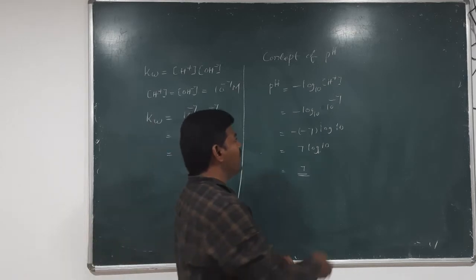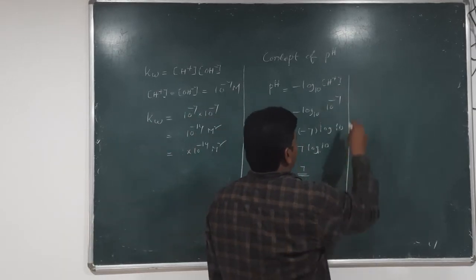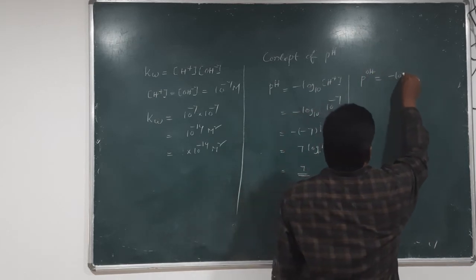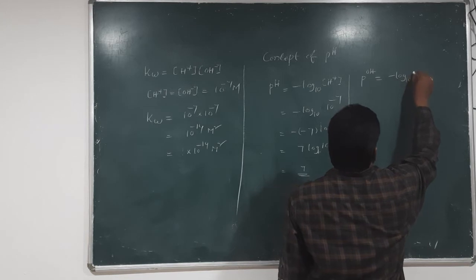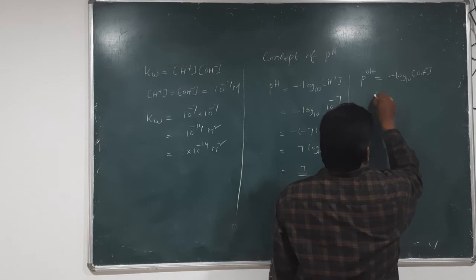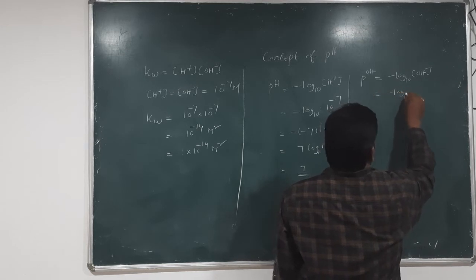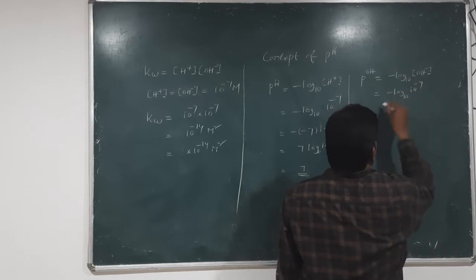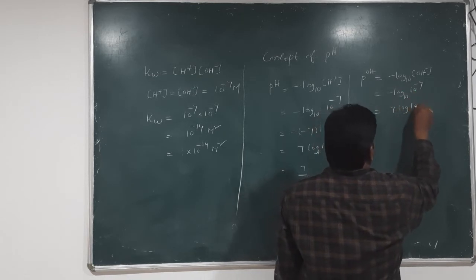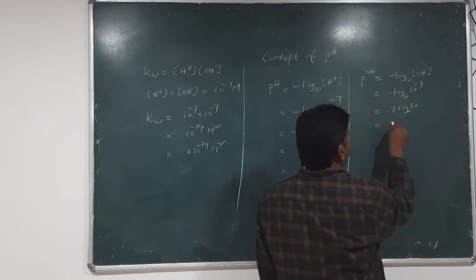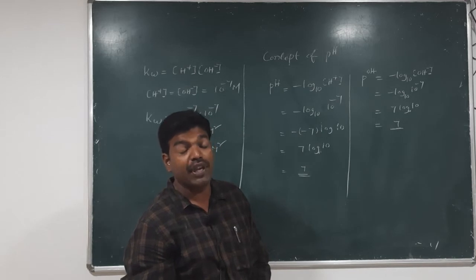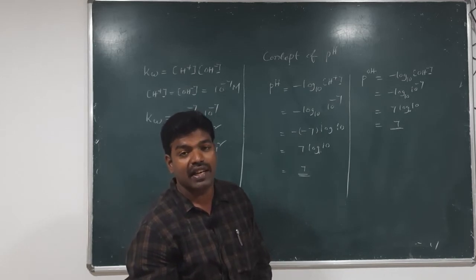And similarly we can write pOH. pOH is equal to negative logarithm to the base 10 of the concentration of OH minus ions, and we know the concentration of OH minus ions as 10 to the power of minus 7, and if you simplify this equation, it is 7 log 10. So it is 7. So the pOH of pure water is 7.